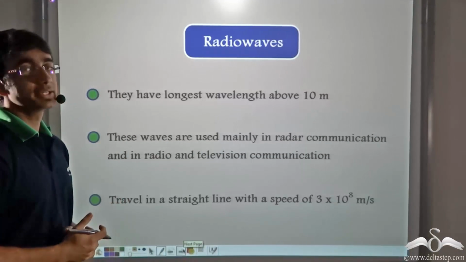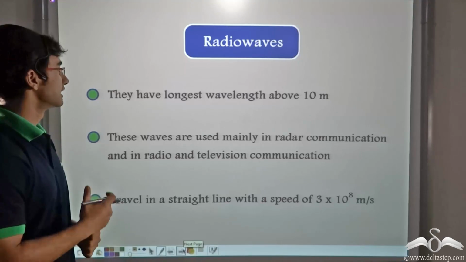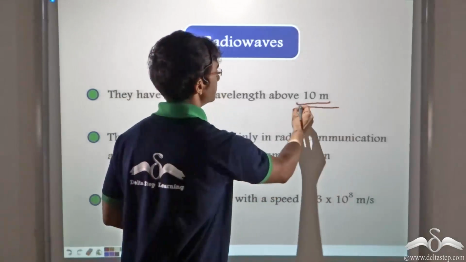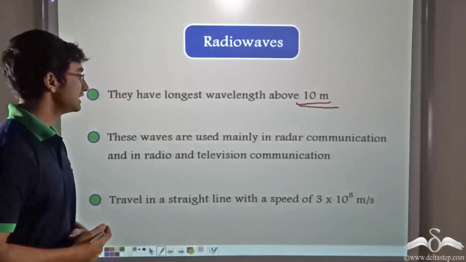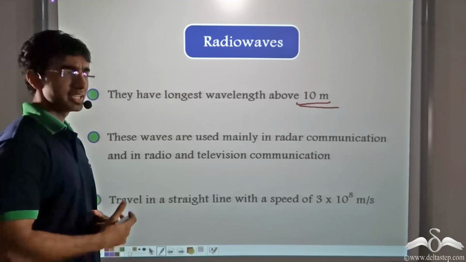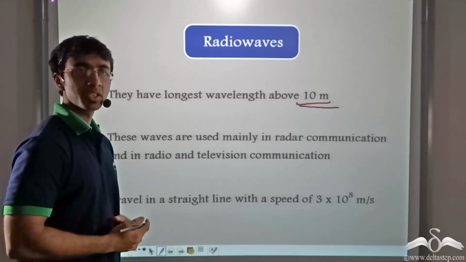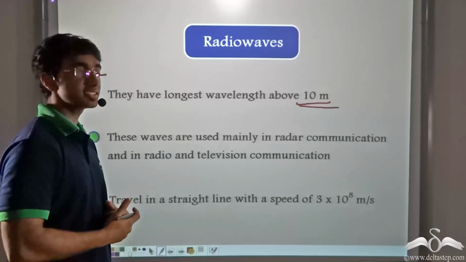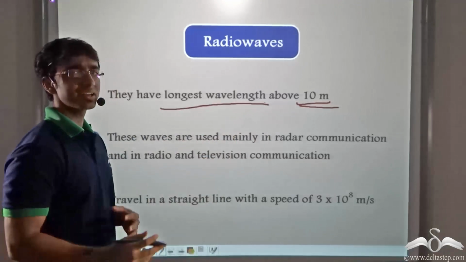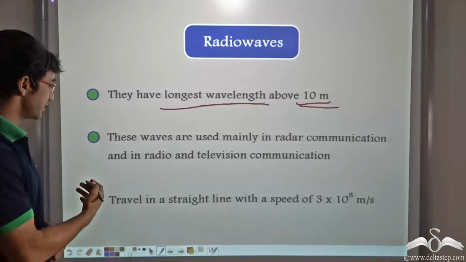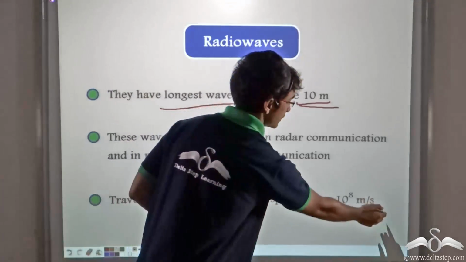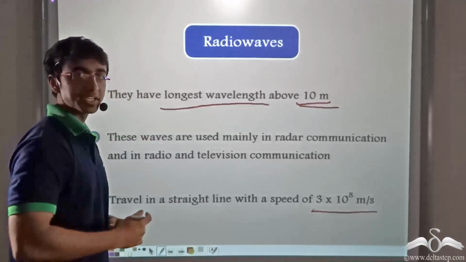And lastly, we talk about radio waves. Radio waves have the longest wavelength, that is above 10 meters. These waves are mainly used in radar communication and also in radio and television communication because these involve long distances, and radio waves, due to their longest wavelength, are less scattered. And radio waves also travel in a straight line with a speed of 3 × 10^8 meters per second.